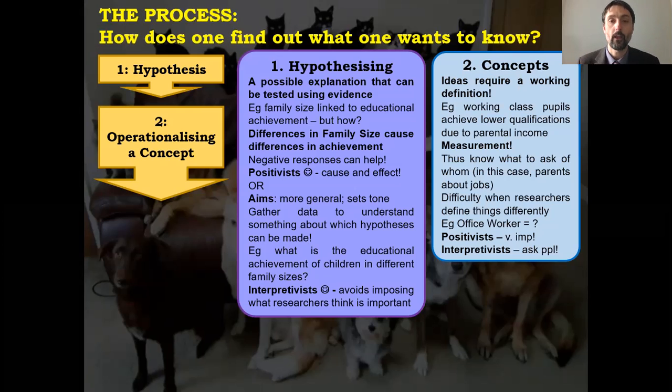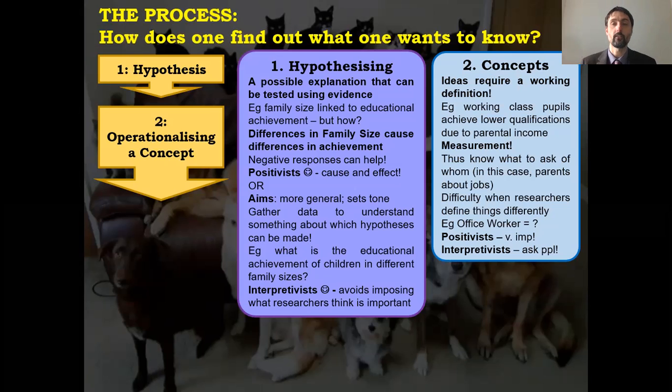So you might say, pupils who believe themselves to be working class achieve lower qualifications, and that this is linked to parental income. That would be a very different hypothesis and would be more open, I feel, to interpretivists than the positivists who say, no, we just want to know whether working class pupils do better or worse. Do you see what I mean?